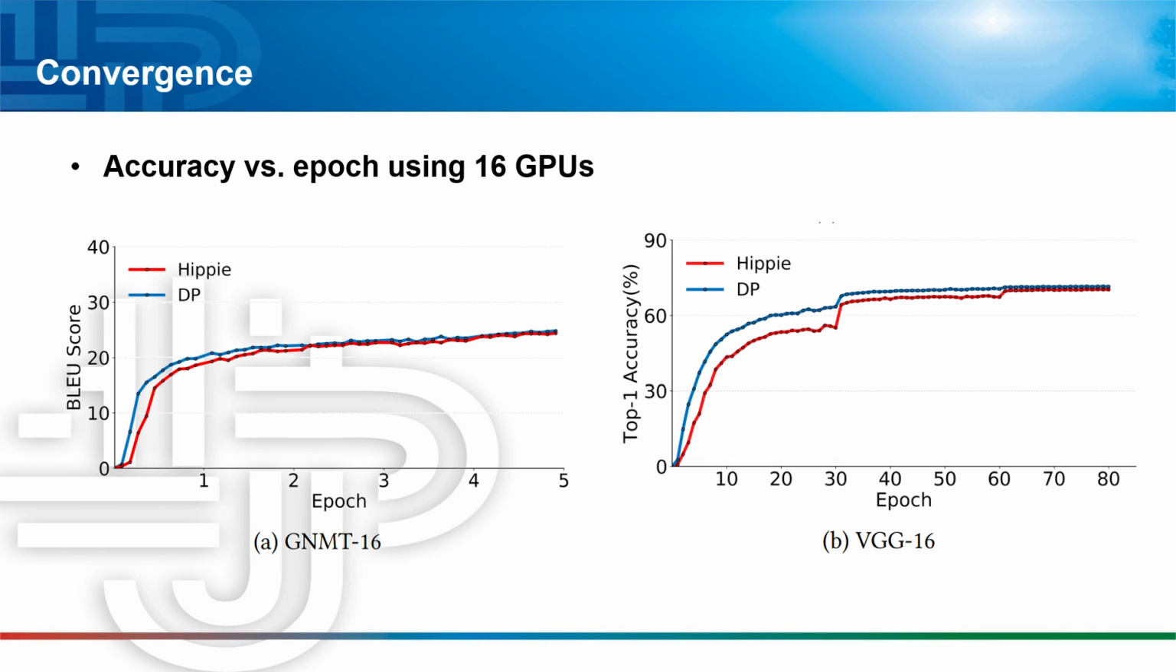The figure shows the convergence of Hippie. From our observation, Hippie can reach the target accuracy in a similar number of epochs to DP, and the increase in throughput is equivalent to the increase in training speed.